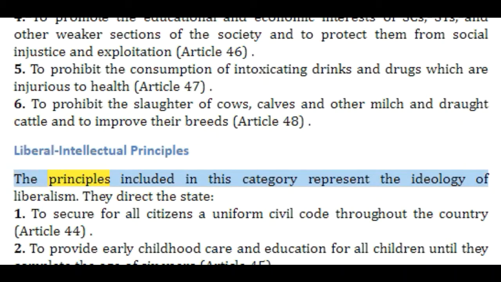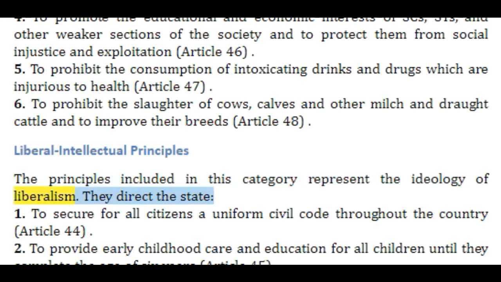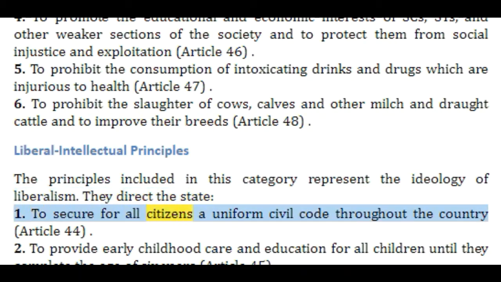Liberal intellectual principles. The principles included in this category represent the ideology of liberalism. They direct the state, 1. To secure for all citizens a uniform civil code throughout the country.